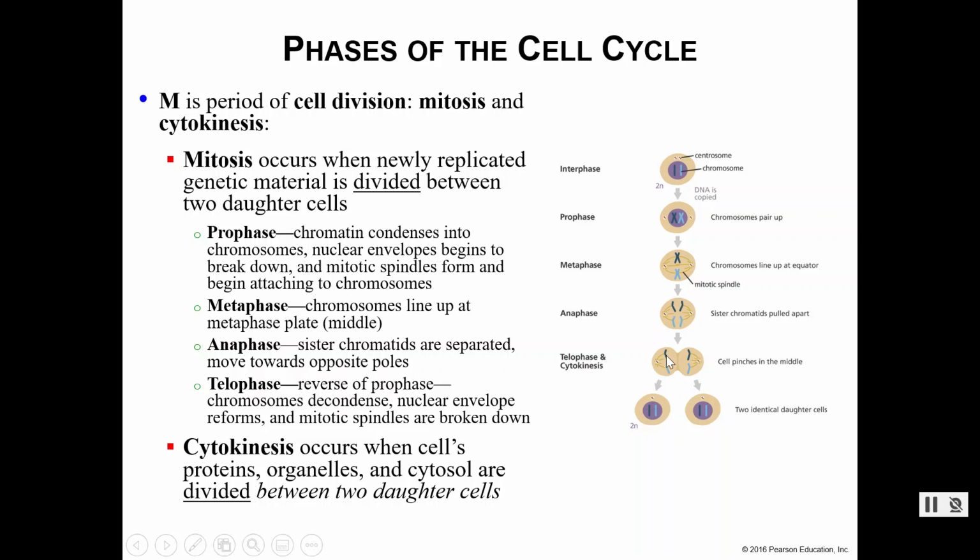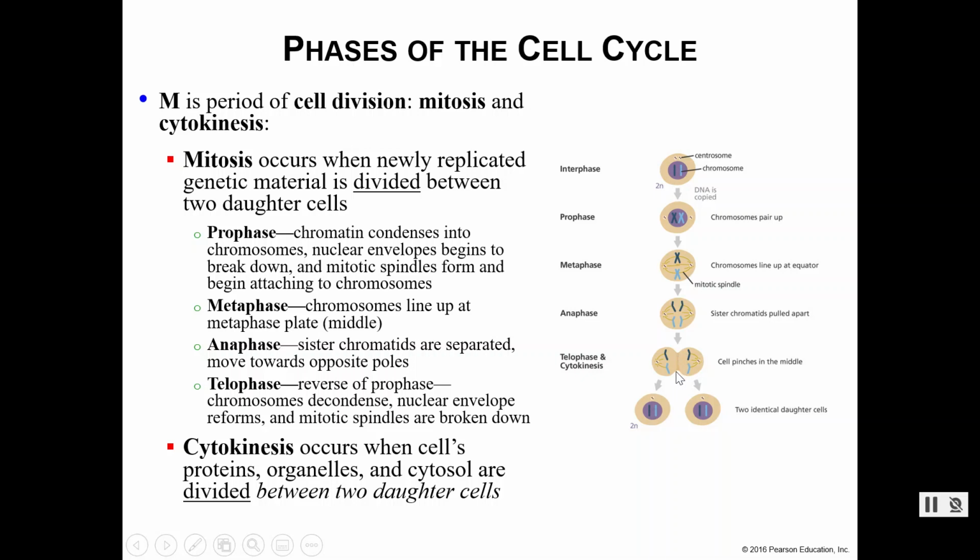You will also notice that we are starting to separate here in the middle. We're pinching it in the middle. This little indentation on both sides, that's called a cleavage furrow. This is how animal cells separate. They literally just pinch off in the middle.